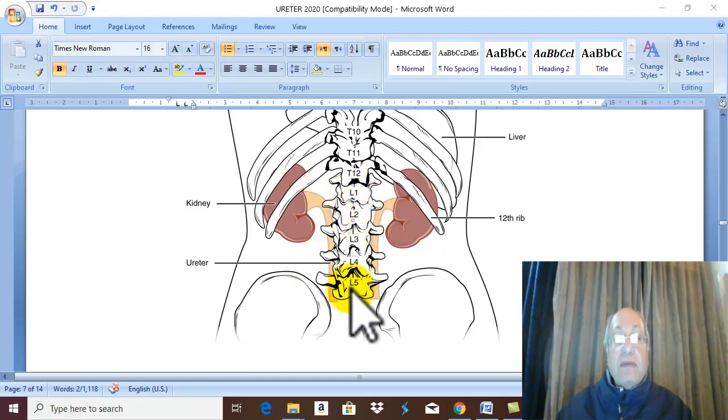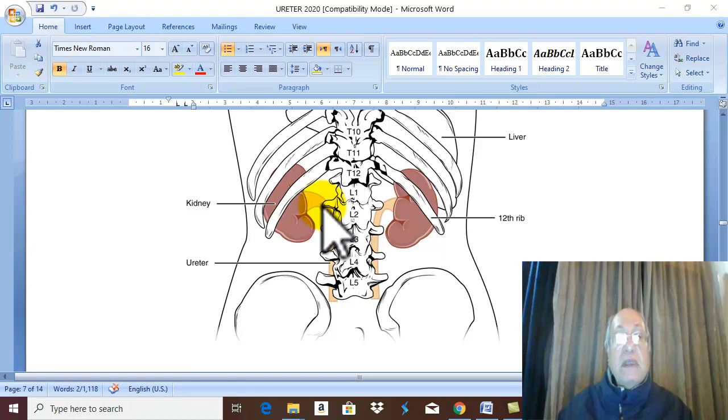This is the spinous process of the vertebrae. We take a point 5 cm lateral to the spinous process of L2 vertebra. This is the spinous process of L2, 5 cm lateral to reach the tip of the transverse process of L2.